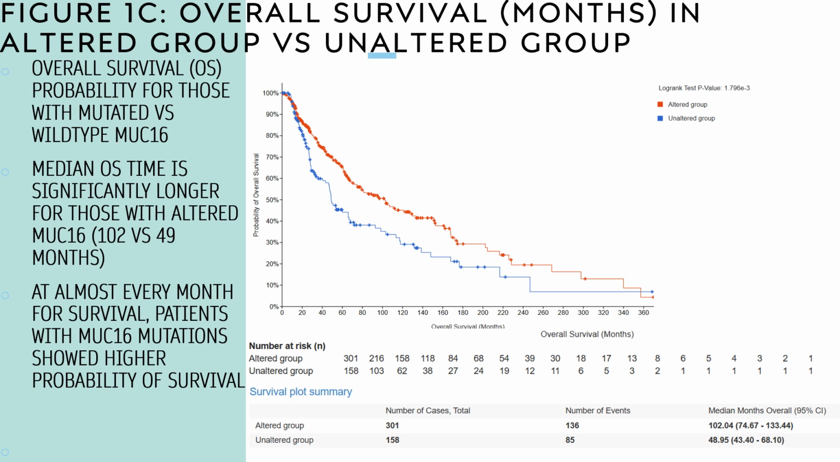This can be further expressed by looking down at the survival plot summary, and at the bottom right, you can see that the median months overall for survival is over double that for the altered group than the unaltered group. This kind of gives a broad notion showing that those with a mutated MUC16 gene do express longer or higher probabilities of survival and longer survival overall.